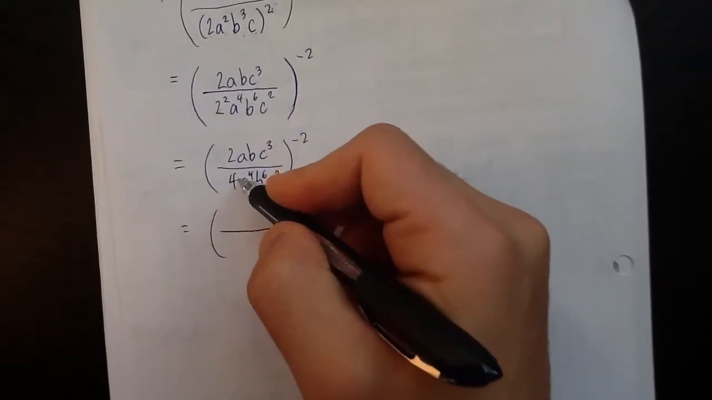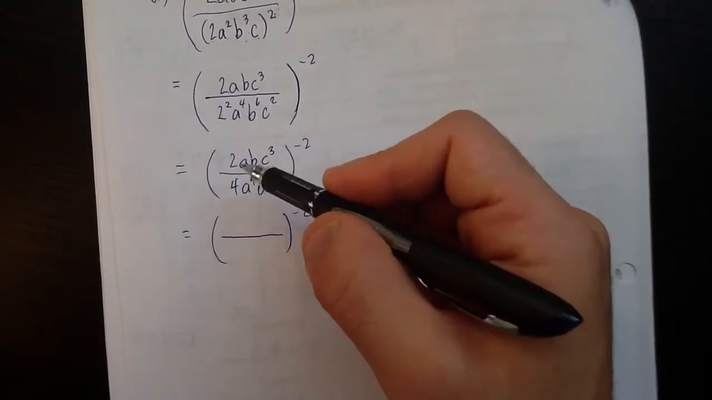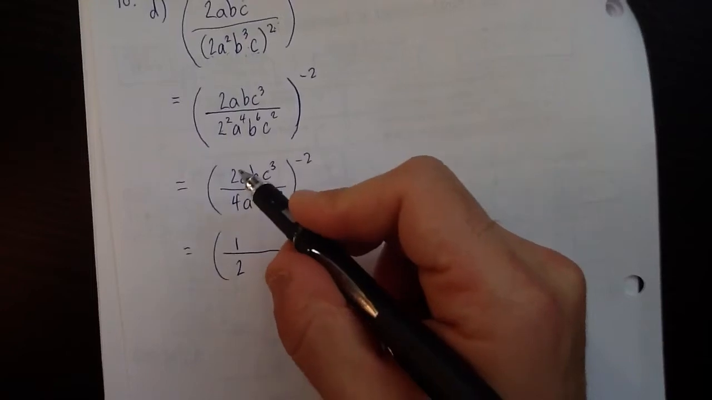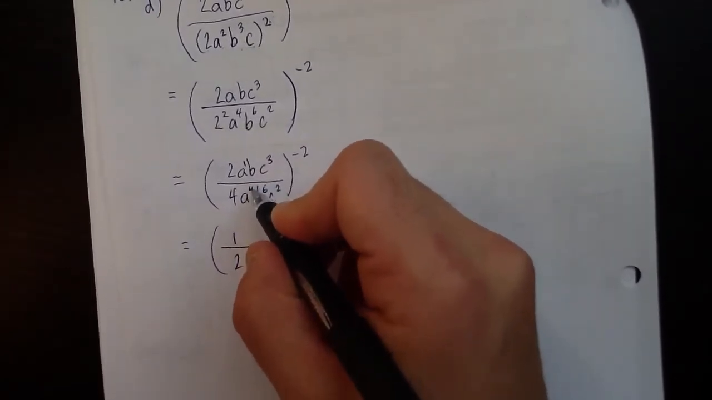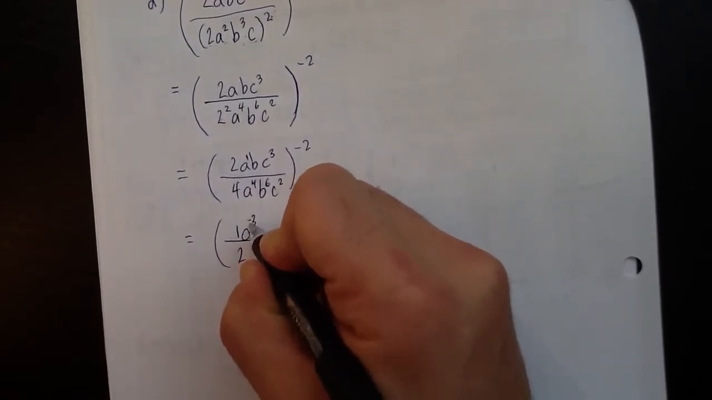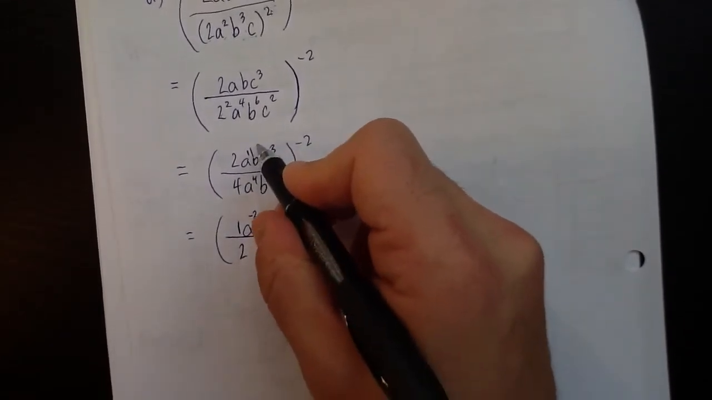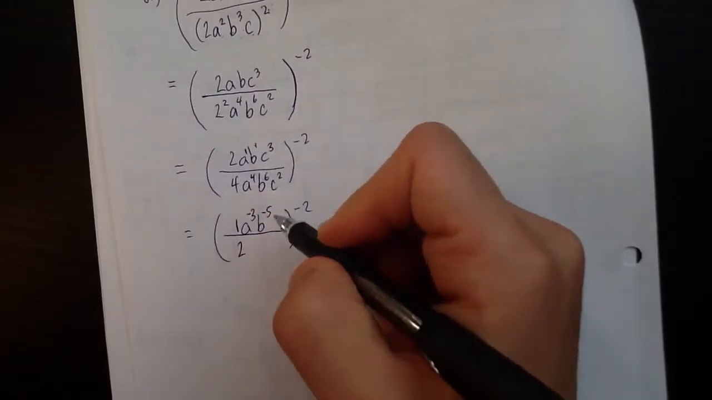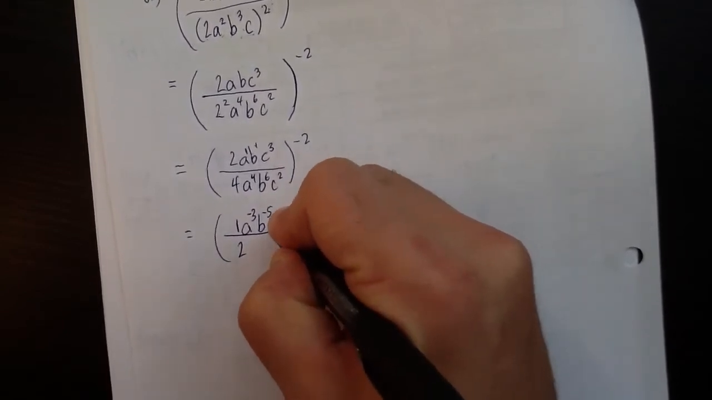Now 2 divided by 4, I'm not going to write 0.5, I'm actually just going to leave it as a fraction. 2 over 4 is the same as 1 over 2, right? Because that's just a half, right? Both are divisible by 2. A to the power of 1 divided by a to the power of 4 ends up being a to the power of -3, because I do 1 minus 4. Okay. B to the power of 1 divided by b to the power of 6 ends up being b to the power of -5, because 1 minus 6. And c to the power of 3 divided by c squared ends up being c.